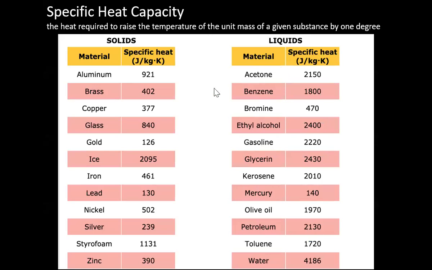Oh, here are different specific heat values. Here's water. We've got 4,186 joules per kilogram Kelvin. The other value you see is like 4.18. That could be joules per gram Kelvin. You might see that too sometimes.